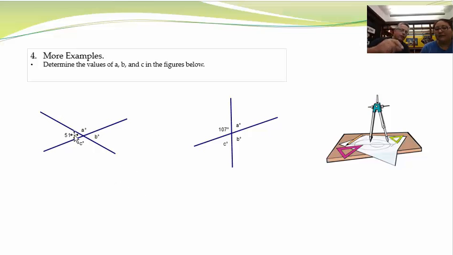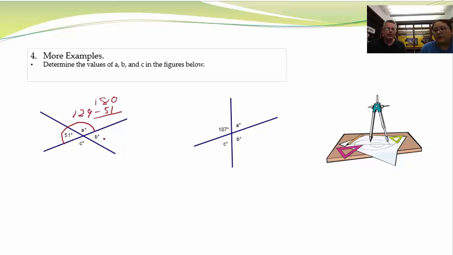So in this problem, 51 and A make a linear pair. That's how we can solve this. We can kind of go around one angle at a time. So 51 and A add up to 180, so we can just do 180 minus 51. You get the value of A. We got 129.